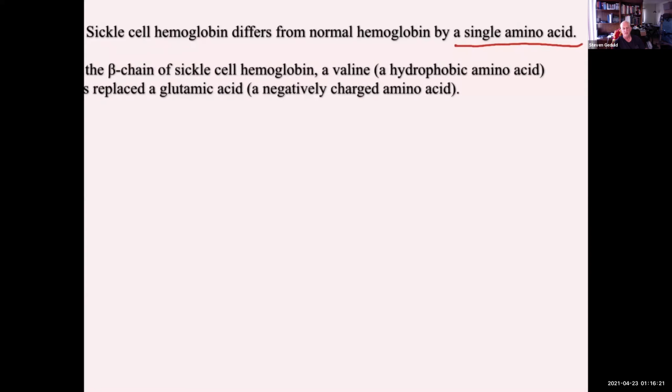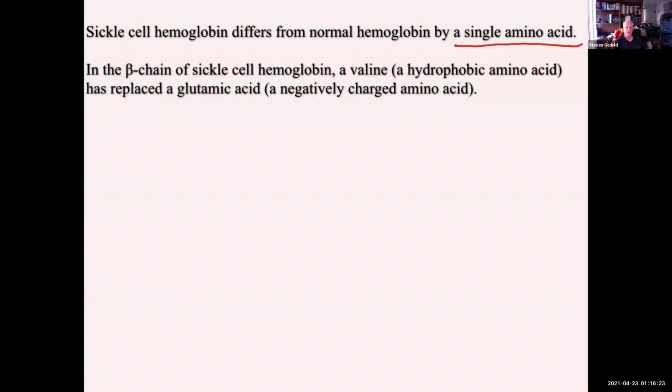Okay? Sickle cell hemoglobin differs from normal hemoglobin by a single amino acid. Okay? So one amino acid in that entire protein chain is different. And that changes everything. Okay? So one nucleotide in the DNA switched and it coded for a different amino acid. And it changed the whole thing. Just one single amino acid changed the whole structure because it changed the shape.